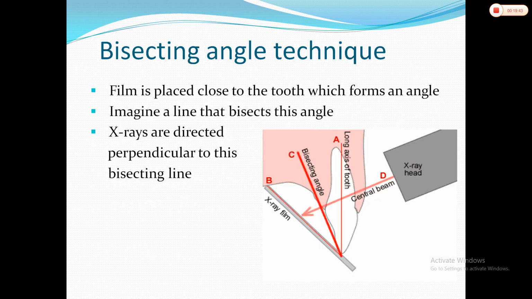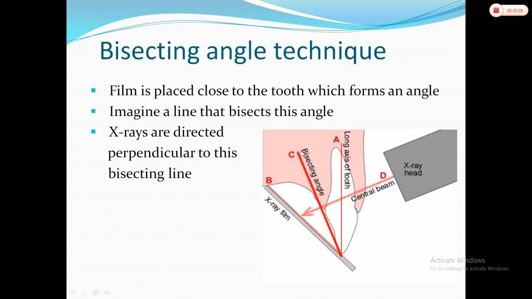The other technique is the bisecting angle technique. In this, the film is placed as close to the teeth as possible, which forms an angle. See here, this is the long axis of the tooth, this and the film are forming an angle.